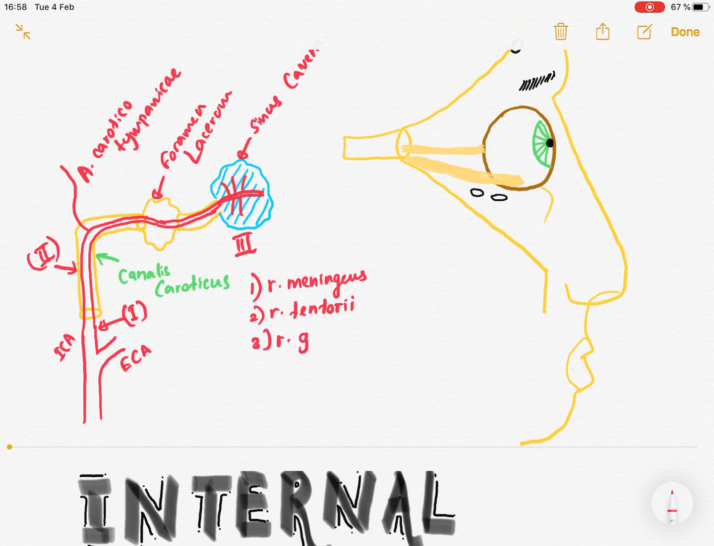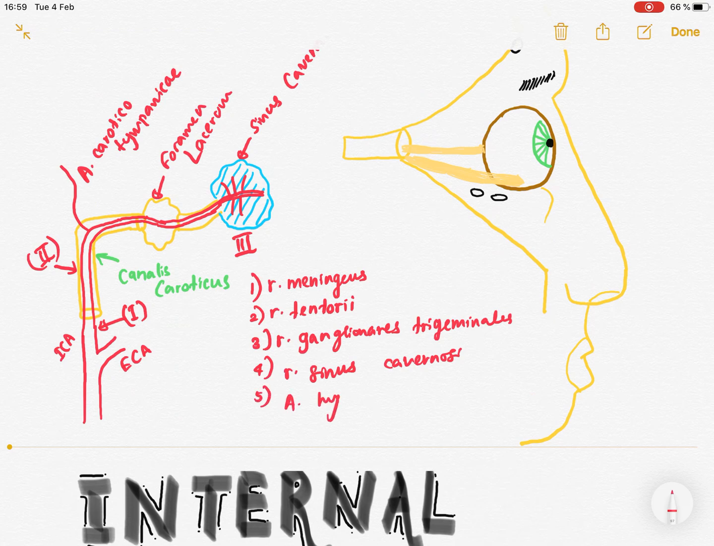And then we have rami ganglionaris trigeminalis, which means it gives the blood supply to the trigeminal ganglion. And then we have ramus sinus cavernosi. And finally we have arteria hypophysialis inferior, which means it gives the blood supply to the inferior portion of the pituitary gland. So that was pars cavernosa.